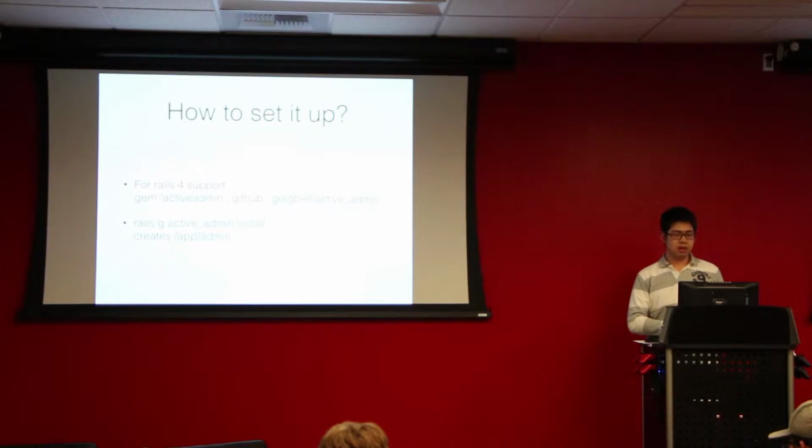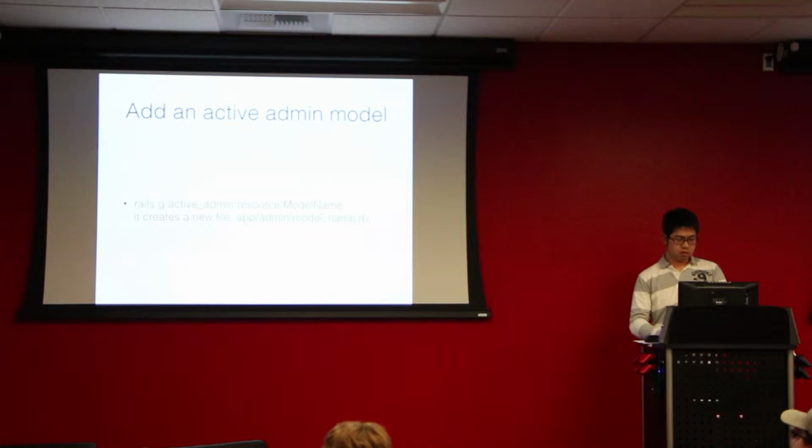Okay, here's how you set it up with Rails. You just put this gem in your Gemfile and run bundle. And after that you can do rails g active_admin:install. This will create a directory under app called admin. And to add a model to this admin, you just do rails g active_admin:resource and your model name, and it will create a file with the model name in the admin folder.